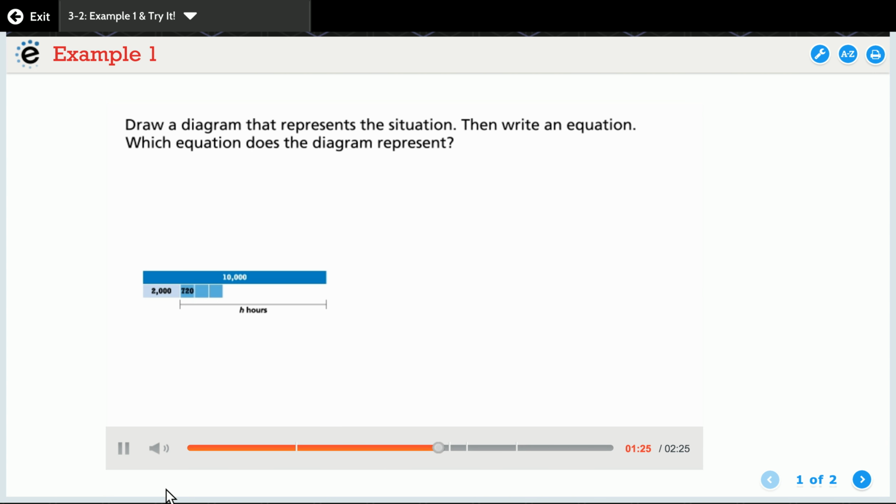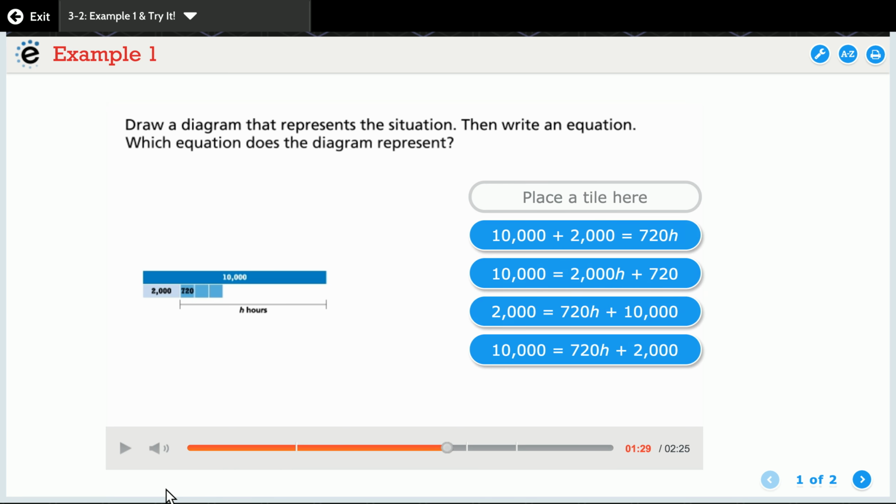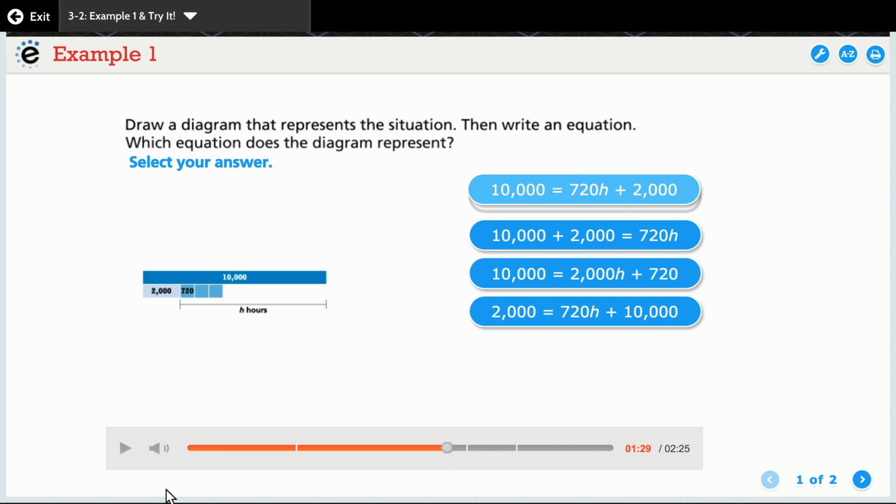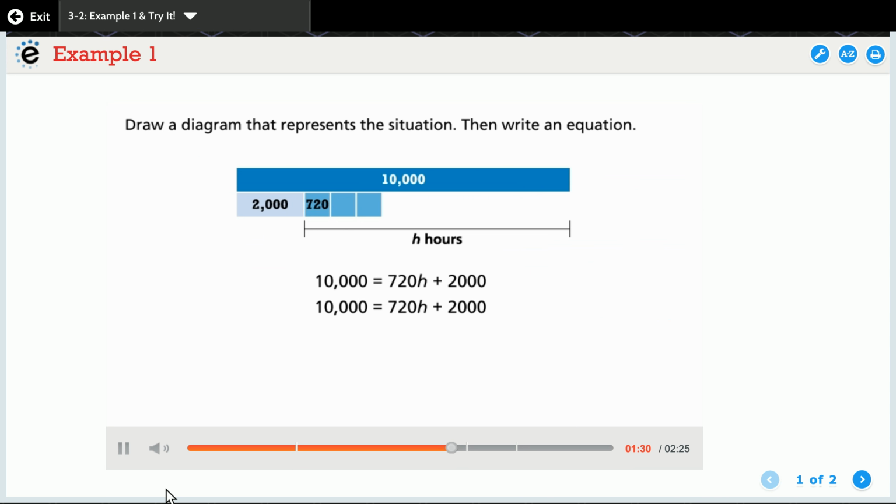Which equation does the diagram represent? Select your answer. You can now solve this equation to find how long it will take to pump all the water into the tanker.